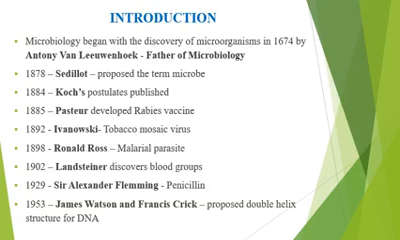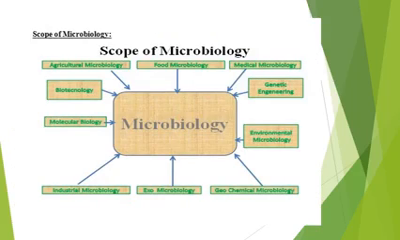In the year 1902, Landsteiner discovers the blood groups, and in the year 1929, Alexander Fleming has discovered the famous antibiotic penicillin. He is known as the father of antibiotics. And the most important event in molecular biology goes to James Watson and Francis Crick, who proposed the double helical structure of DNA. Now we just go to the next topic of our class, that is scope of microbiology.